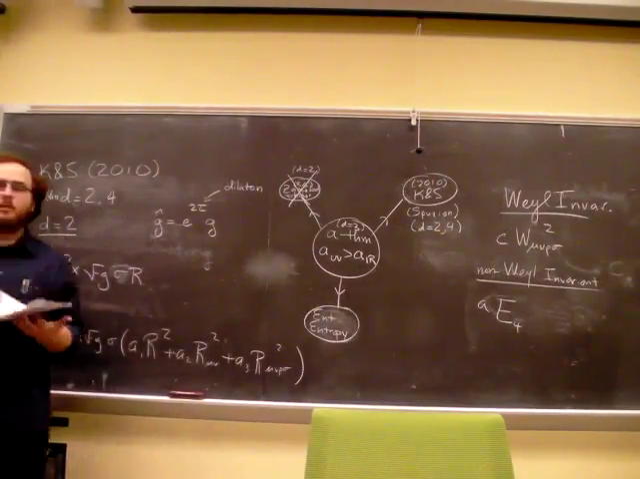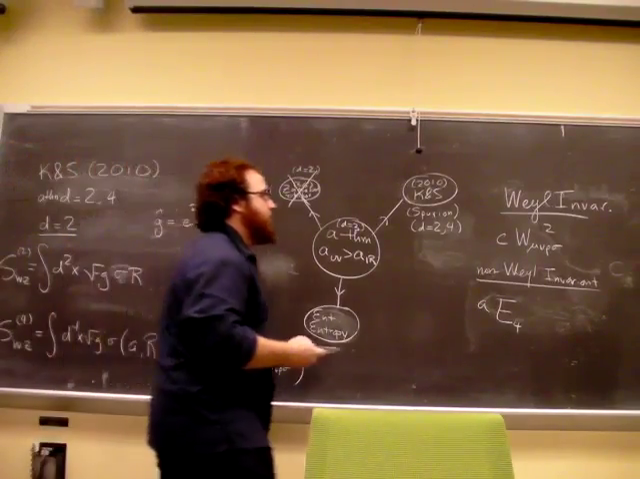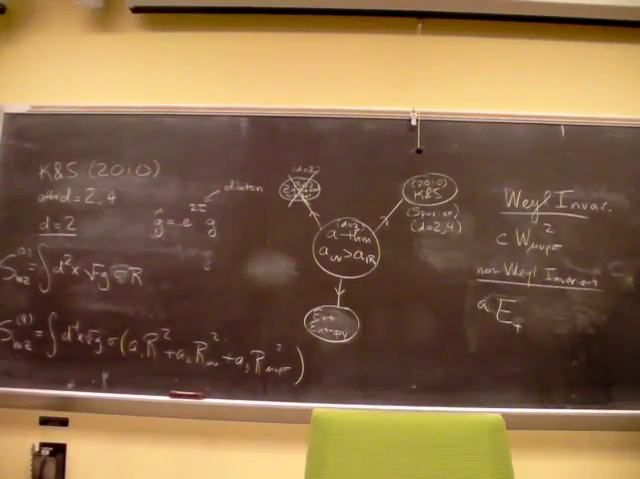Sorry, could you say again what's E4? Oh, E4 is the Euler density in 4 dimensions. It's some linear combination of R squared, R mu nu squared. There are 3 of them. Now you only have 2 of them here. Is that because they are not independent or something?